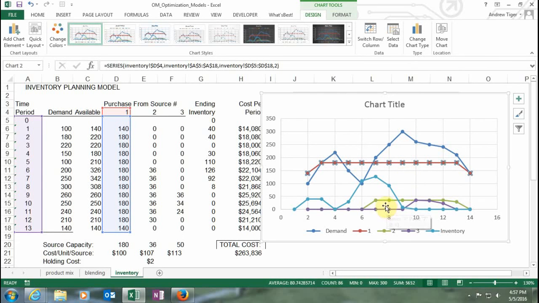Supplier two, which is the green, I don't really purchase from until time period seven. Then I purchase and max out. And then supplier three, I do purchase from them, but only late in the year when it's not worthwhile to carry inventory that long. Okay, and again, that's an example of a multi-period inventory problem. Thanks.